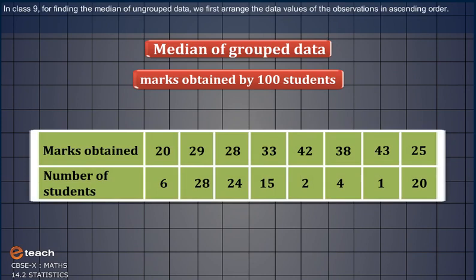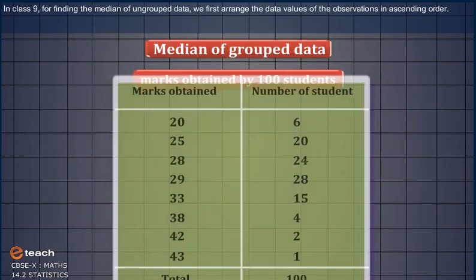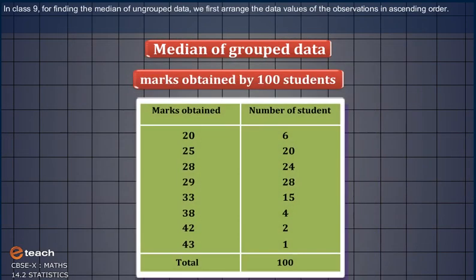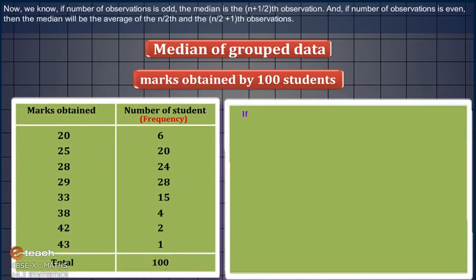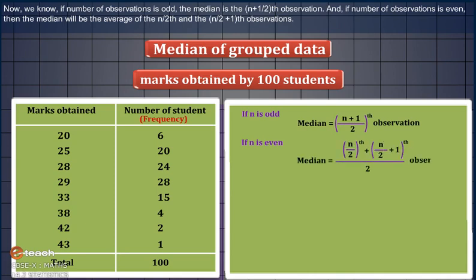In class 9th, for finding the median of ungrouped data, we first arrange the values of the observations in ascending order. Let us arrange marks obtained by students in ascending order. Now we can see that number of students becomes frequency for data of marks obtained. Now we know if number of observations is odd, the median is the (n plus 1) by 2 observation. And if number of observations is even, then the median will be the average of the n by 2 and the n by 2 plus 1 observations.